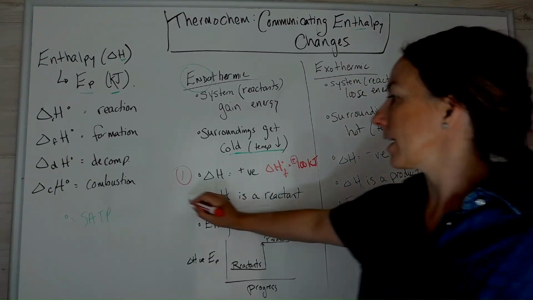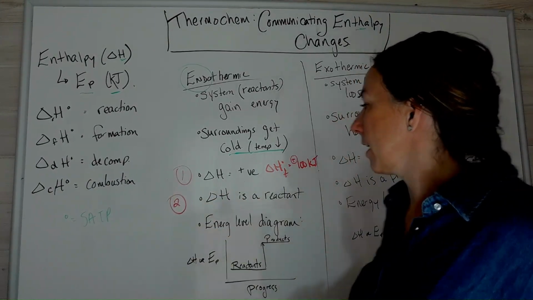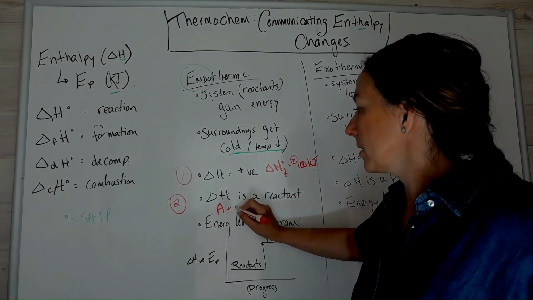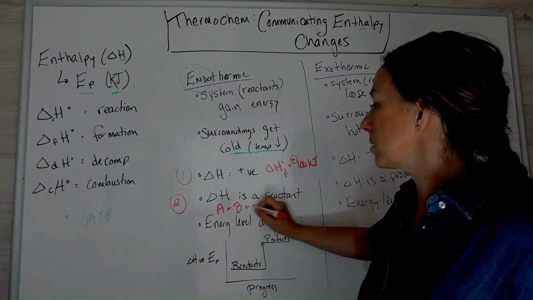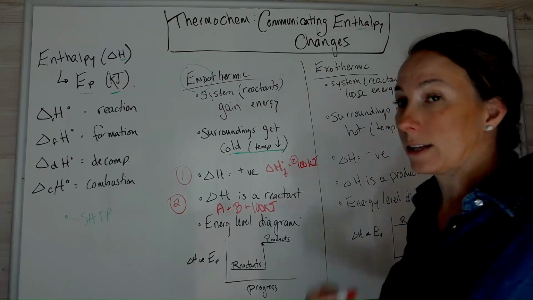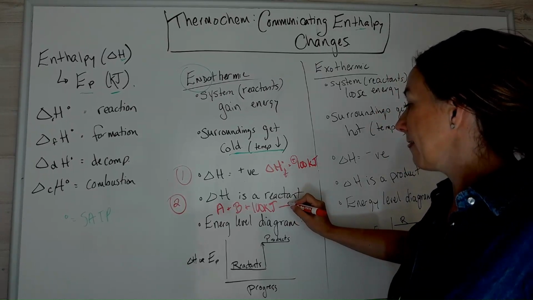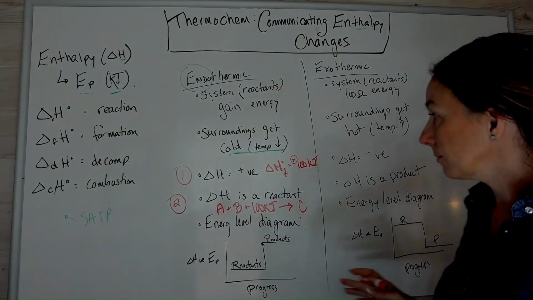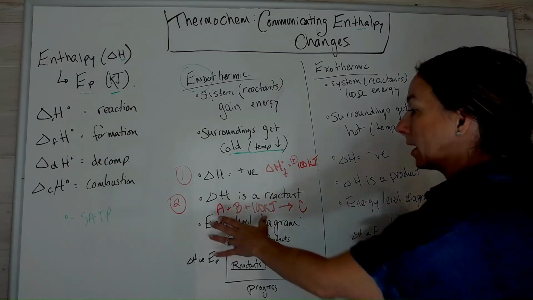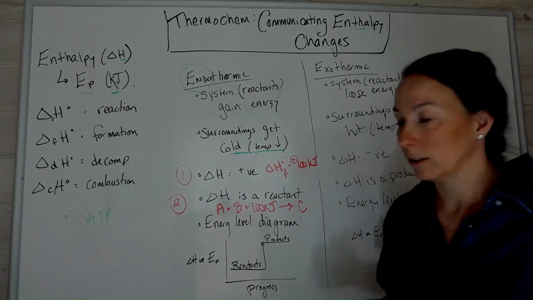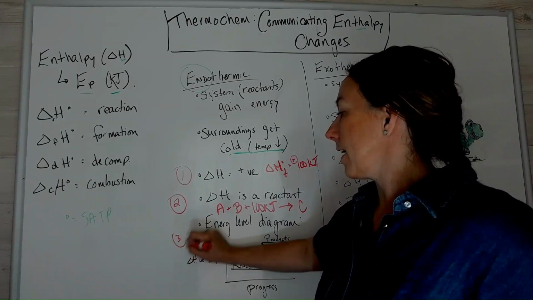How else might we say endothermic? The second way we're going to communicate endothermic is as a reactant. So I'm going to have chemical A and chemical B in my ice pack, and 100 kilojoules of energy go into the reaction as well, and they're going to make product C. So this here shows me that I see energy on the left-hand side of that arrow. That means it's endothermic.